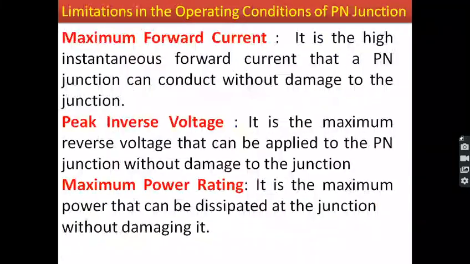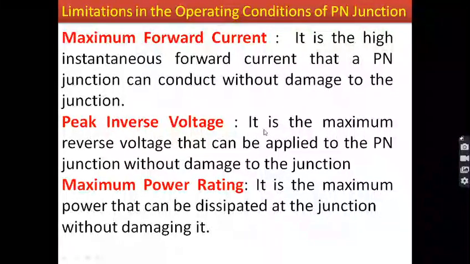And here are the limitations in the operating conditions of PN junction. The operation of a PN junction is limited to the following points. Maximum forward current. It is the high instantaneous forward current that a PN junction can conduct without damage to the junction. Normally, this maximum forward current will be mentioned in the datasheet provided by the equipment manufacturer. You should limit this forward current, otherwise if excess current flows, your temperature will increase and eventually it will damage your PN junction.